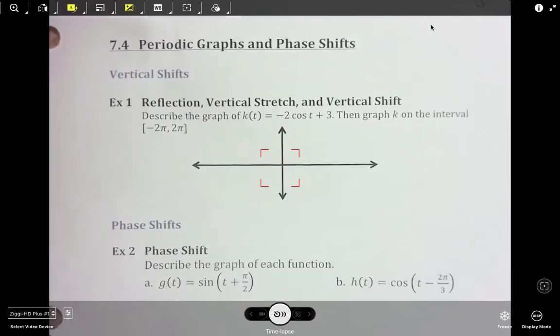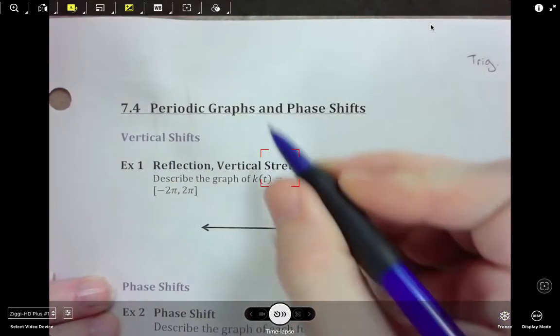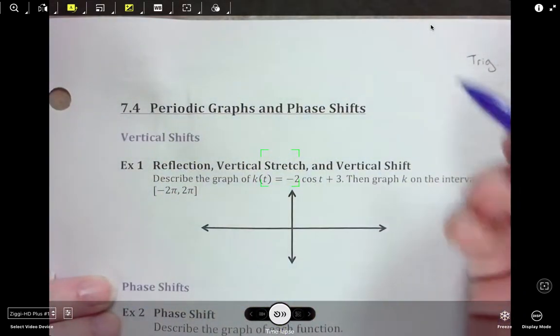Trig kids, this is section 7.4. It's the last section of the chapter. It's also kind of the most unpleasant section of the chapter, but I think I give you 2 days to work on this. So I'll give this video to you. It might be a little bit longer of a video, but you'll have a couple days to work on this homework assignment. So section 7.4 is periodic graphs and phase shifts.